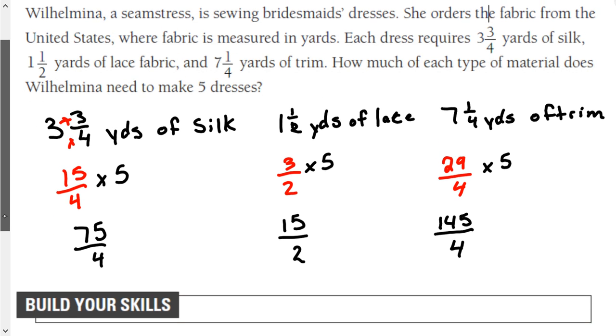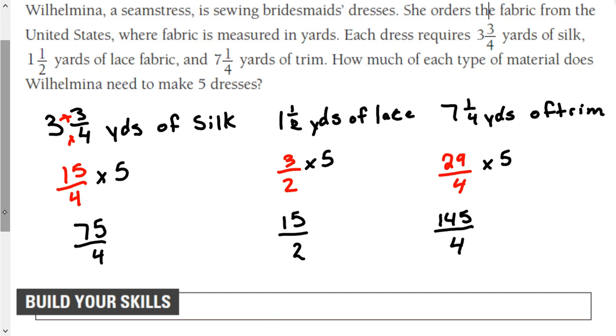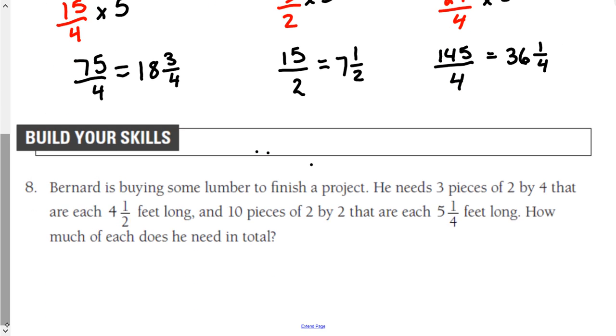Now, if we tried to order that, they wouldn't really understand what we were asking, so we need to convert back to a mixed fraction. So this one would be 18 3/4, 15 halves, which is 7 1/2, 145/4, which converts to 36 1/4. And these are all in yards. Okay, let's do some practice.